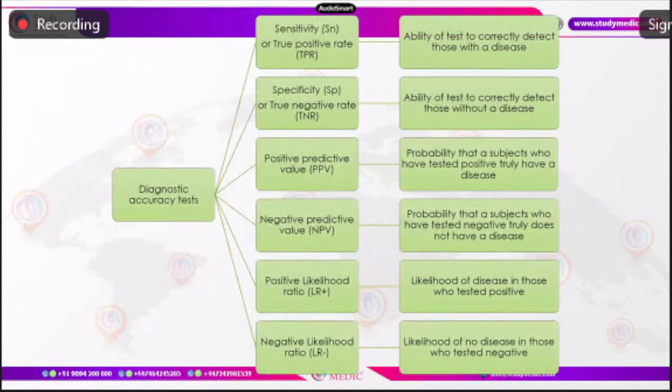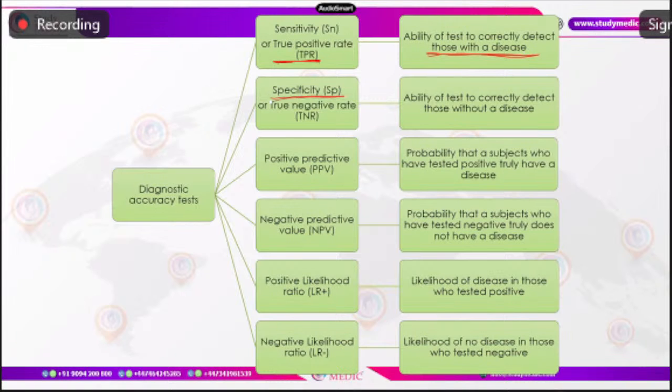Now coming to diagnostic accuracy tests. These are the tests which predict the disease, right? Their predictability matters here. They are the probabilities which we are calculating. So which are those diagnostic accuracy tests? You can see true positive rate. This is one of the diagnostic accuracy tests. What does it indicate? It is the ability of the test to correctly detect those with the disease. We will see the explanation.